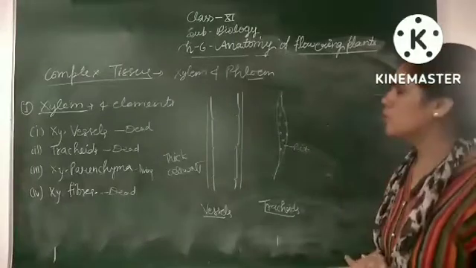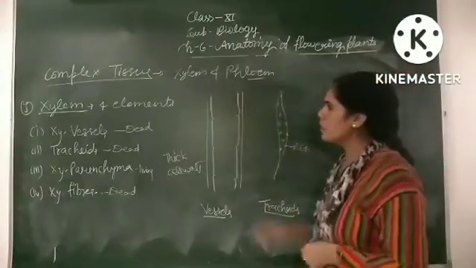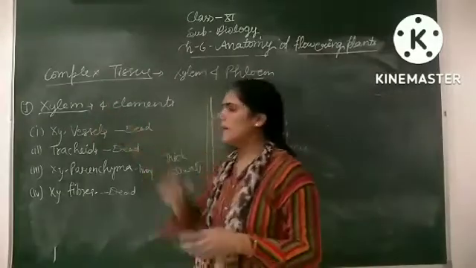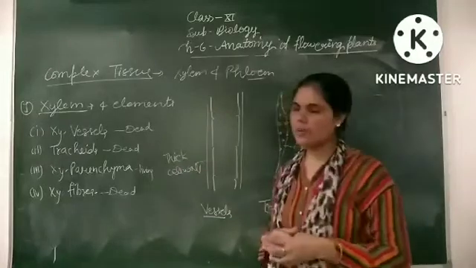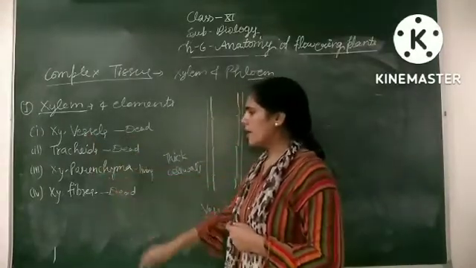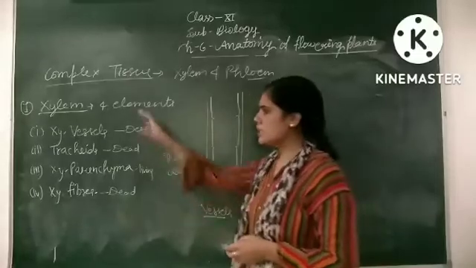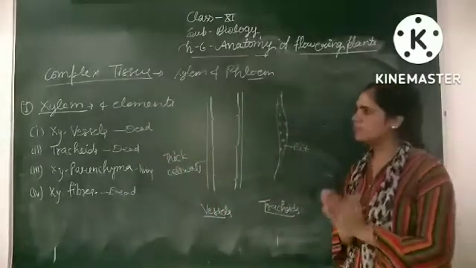Complex permanent tissue is of two types: xylem and phloem. First we will talk about the xylem. Xylem is a tissue made up of four types of cells, four types of elements. First is xylem vessel, xylem tracheid, xylem parenchyma, and xylem fiber. These four types of cells make the complete xylem vascular tissue.